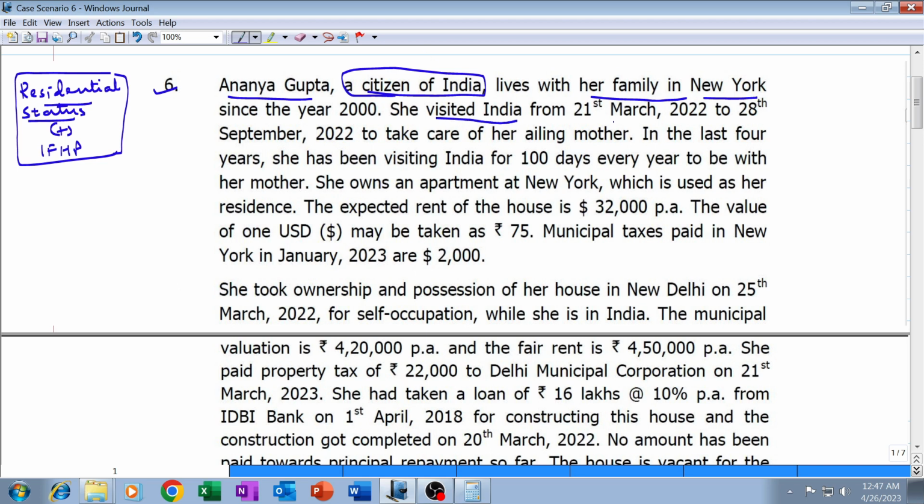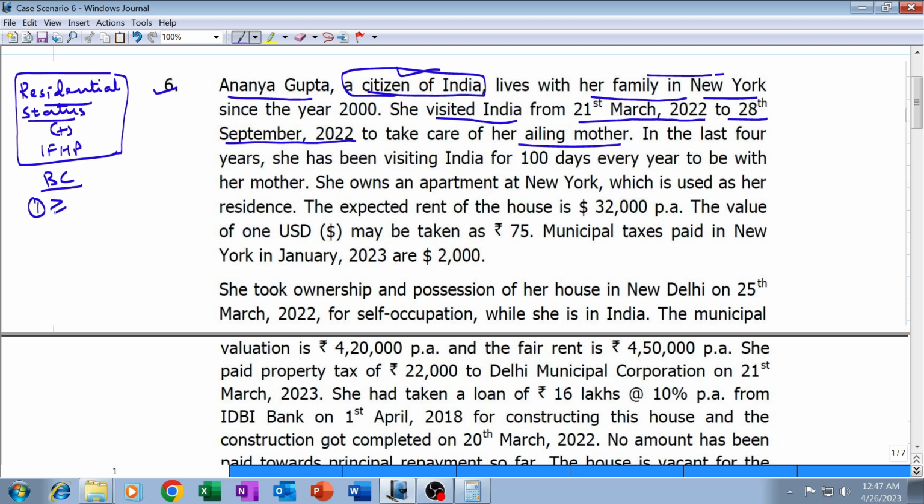She visited India from 21st March 22. Now 21st March 22 is a part of last year, previous year 21-22. Current year begins from 1st April 22. She visited India from 21st March 22 to 28th September 2022 to take care of her ailing mother. Now she is a citizen of India living outside India and visiting India for visiting mother. That means the basic conditions applicable for her, she will be falling under the first exception.